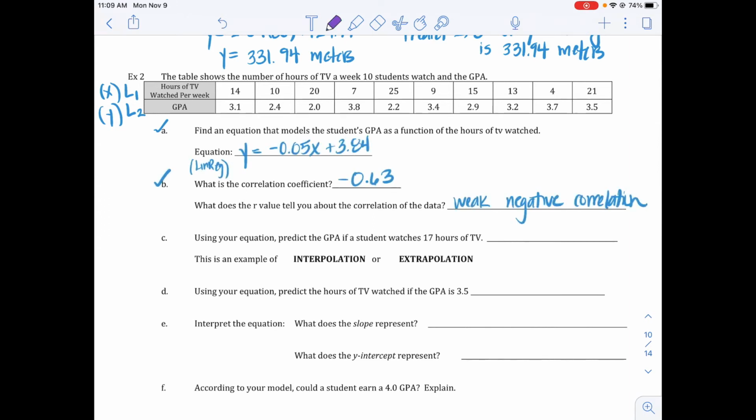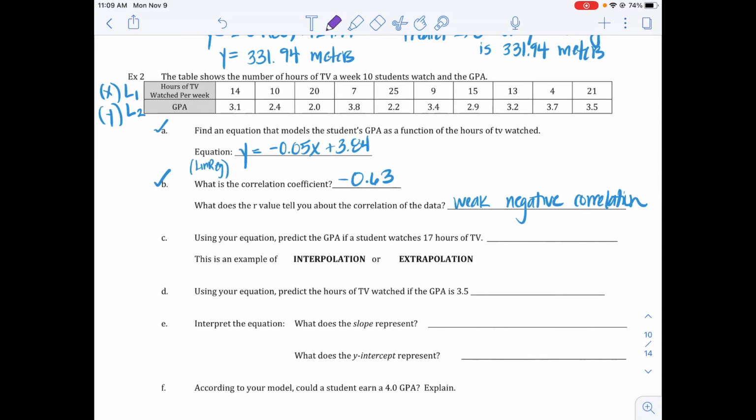Okay. So using linear regression, you should have been able to write your line of best fit, which is y equals negative 0.05x plus 3.84, and identify the correlation coefficient of negative 0.63, which tells us we have a weak negative correlation. So C and D we're going to work through.